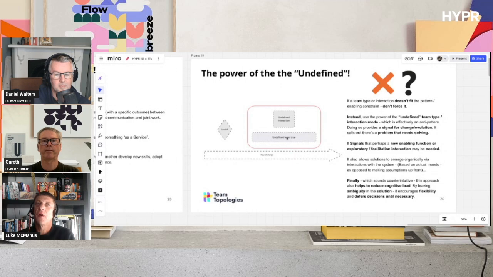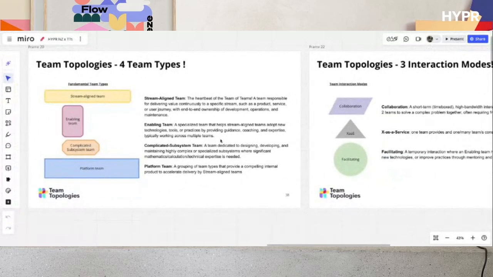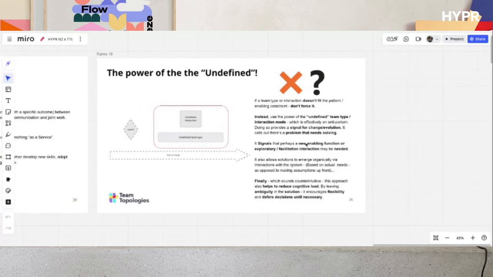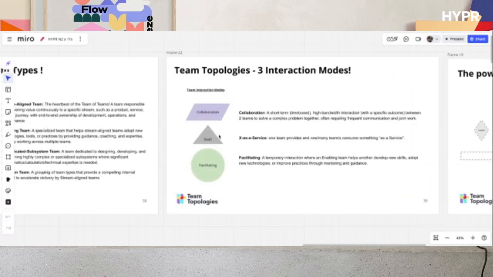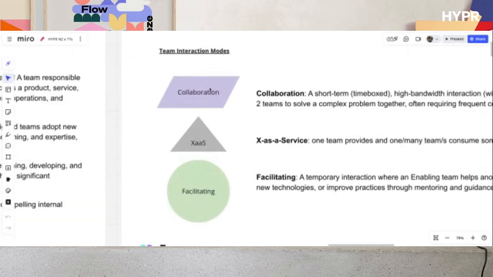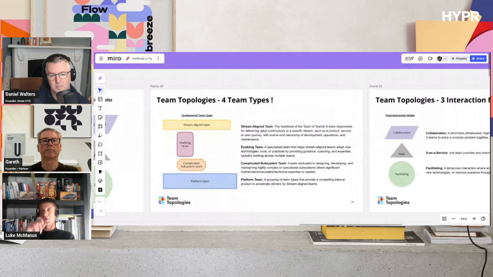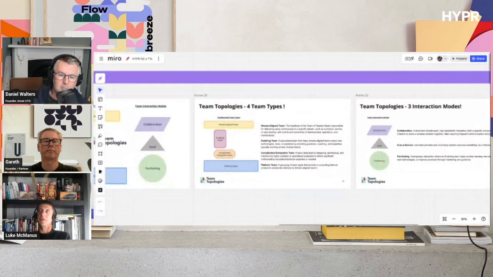So when things are undefined, it means that they don't fit into any of these enabling constraints, so the 4 team types or the 3 interaction modes. And that means that something needs to change, which for me is exciting. Do we need a new as-a-service? Do we need to collaborate? Does one team need to facilitate something else for another team? And then why do they not fit into these team types? I suppose that's all part of the fun of doing the team interaction modeling.